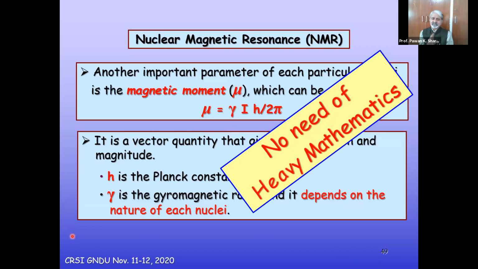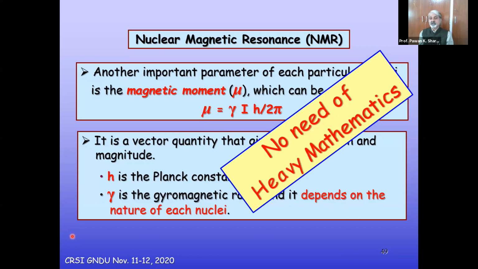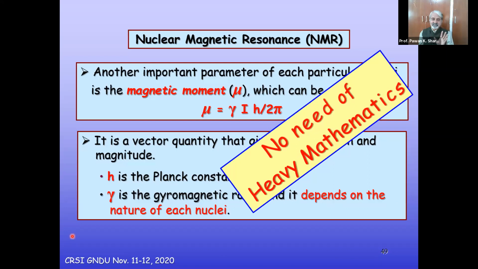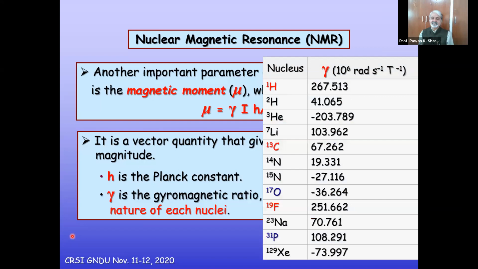So I said that mu is equal to gamma I h by 2 pi, where gamma is the magnetogyric ratio, and it depends upon the nature of each nucleus. That means a particular nucleus would have a particular value of the magnetogyric ratio. For example, for 1H, it is 267.513, whereas for carbon 13, it is almost 67.262. At the same time, for fluorine 19, it is 251.662.